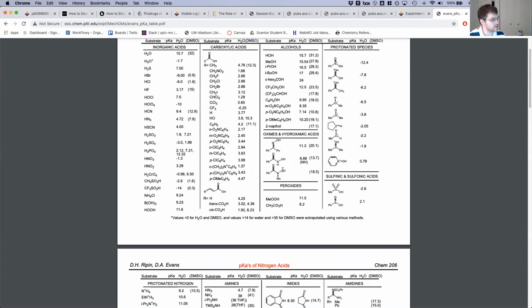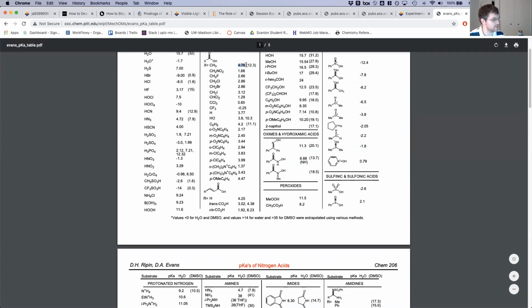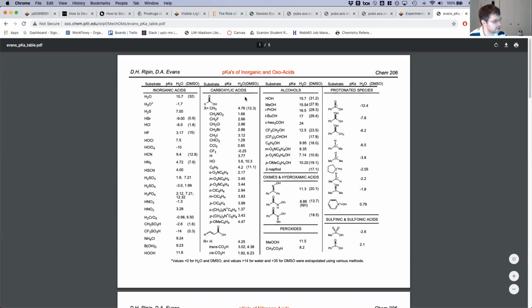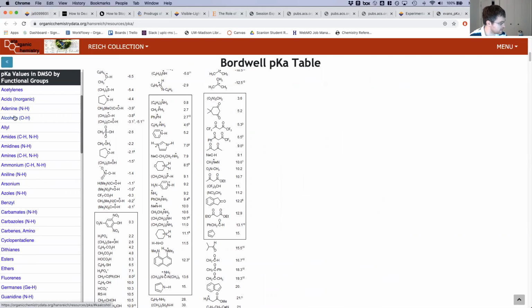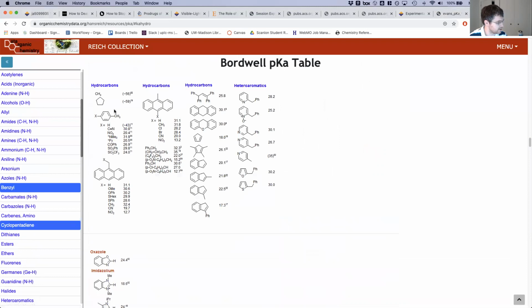Let's look for some other ones. So we have carboxylic acid 4.76 for acetic acid, but then the substituents kind of set the deal, so you can see these things really drop if you introduce electron withdrawing groups. Let's try to find alcohols in the Bordwell pKa table. So we have these convenient listings of all of the things. So here's cyclopentadiene in the hydrocarbons. Here's cyclopentadiene, so they have 18.